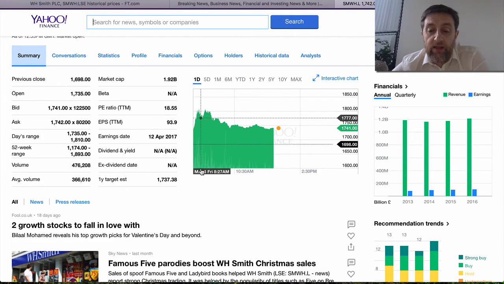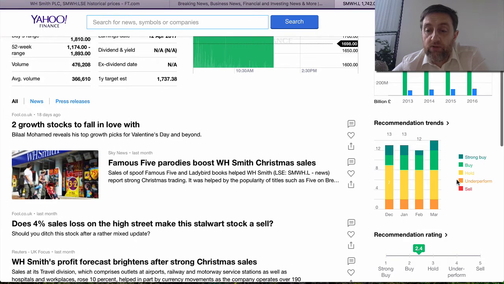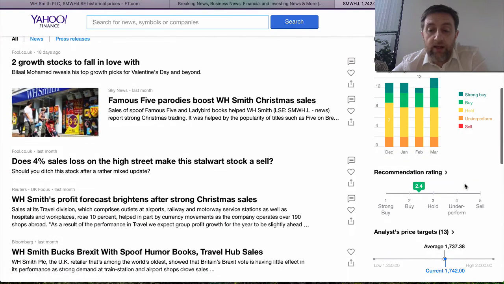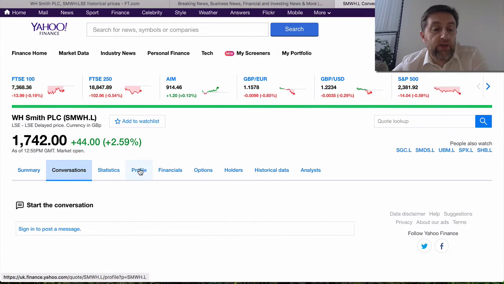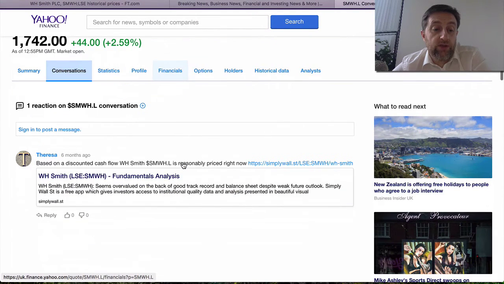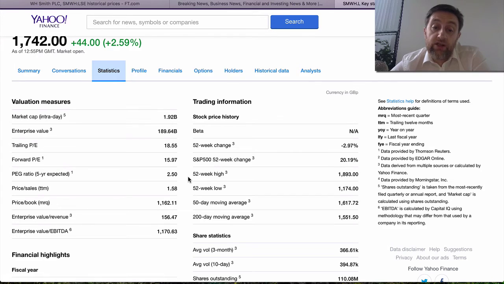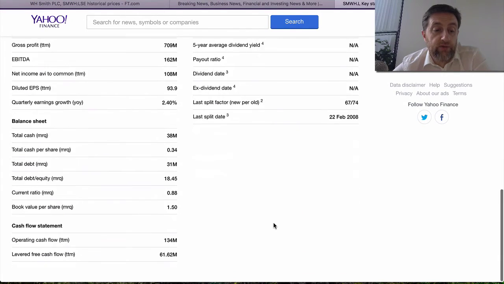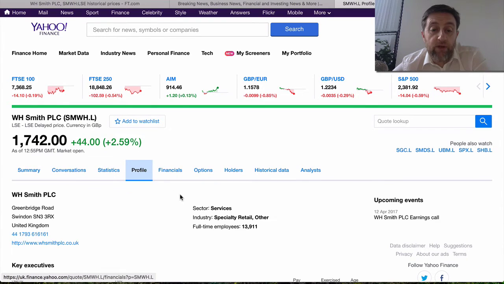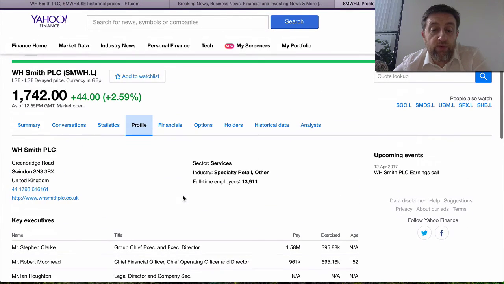Same type of information. As you can see, you've got recommendations on what you should do. We have analyst price targets, similar to what FT have. You can do it in quarterly or annual. Let's click on the different things. Do you want to have a conversation about WH Smith? Here's someone that's written here 6 months ago, so it's out of date. Some statistics. You're going into a lot more of the data regarding WH Smith. You can see there's quite a lot of information here that's pretty good. The profile of the company, the same thing as what we saw before.